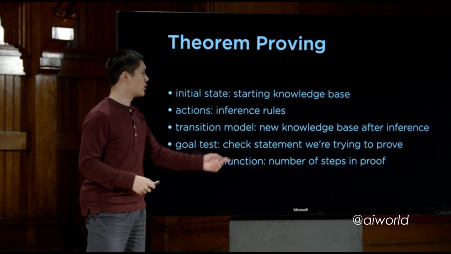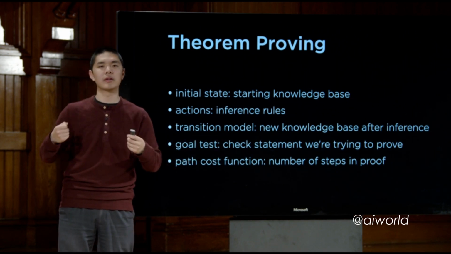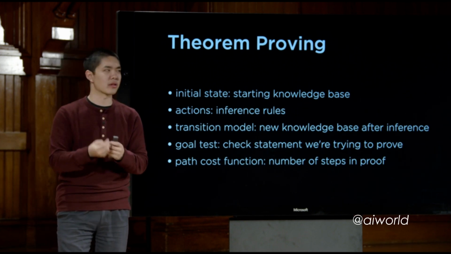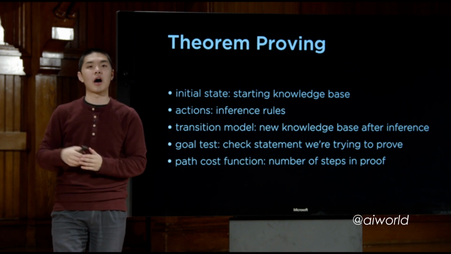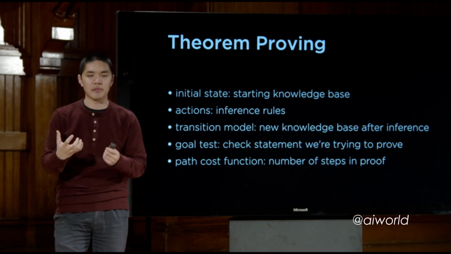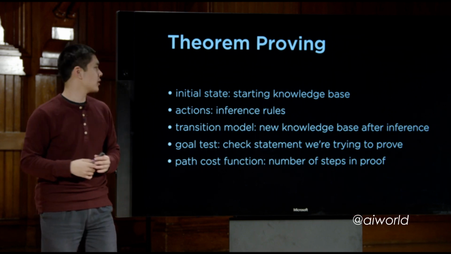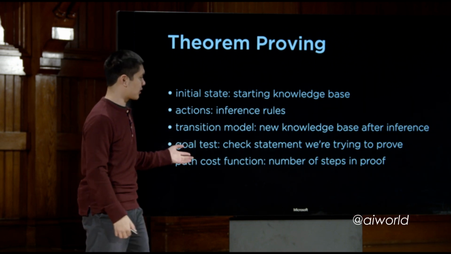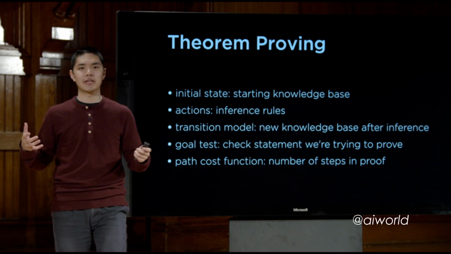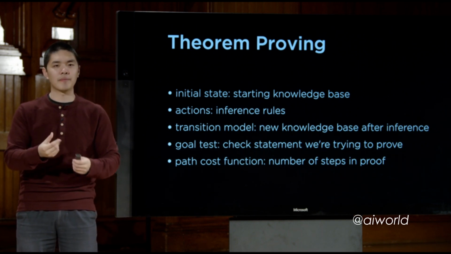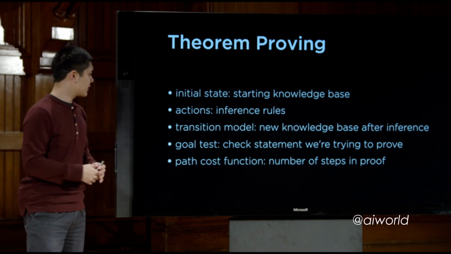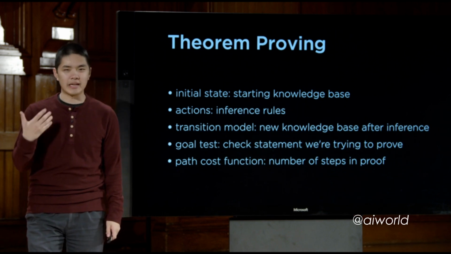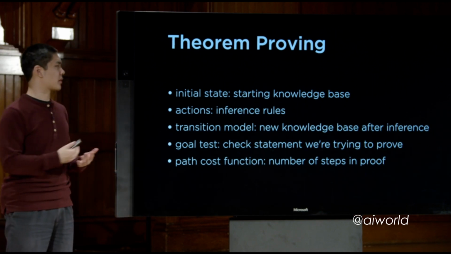The transition model just tells me, after I apply the inference rule, here is the new set of all of the knowledge that I have, which will be the old set of knowledge, plus some additional inference that I've been able to draw, in the same way we saw when we applied those inference rules and got some sort of conclusion. That conclusion gets added to our knowledge base, and our transition model will encode that. What is the goal test? Well, our goal test is checking to see if we have proved the statement we're trying to prove, if the thing we're trying to prove is inside of our knowledge base. And the path cost function, the thing we're trying to minimize, is maybe the number of inference rules that we needed to use, the number of steps, so to speak, inside of our proof.